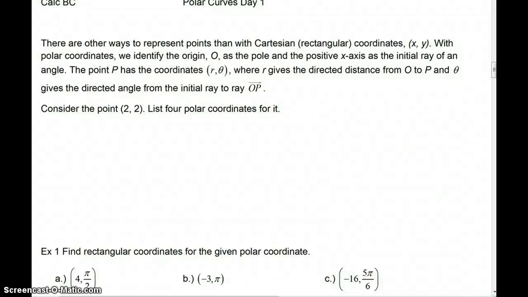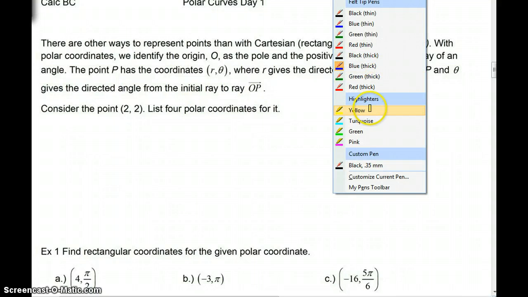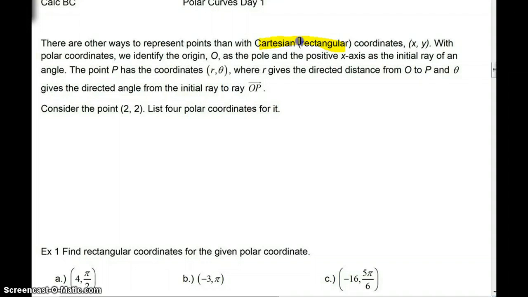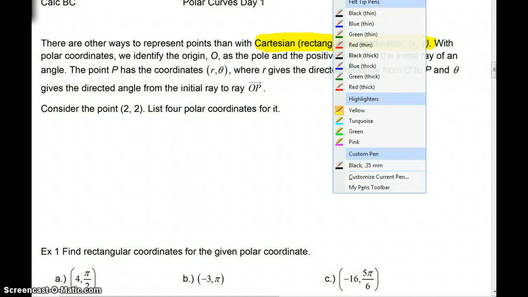On our Polar Curves Day 1, we're going to be looking into polar coordinates and trying to find another way to represent a point. There are other ways to represent points than with what we call Cartesian coordinates. Now, Cartesian coordinates, also known as rectangular coordinates, are really the coordinates we've been using to plot points all the way through pre-algebra up to now.